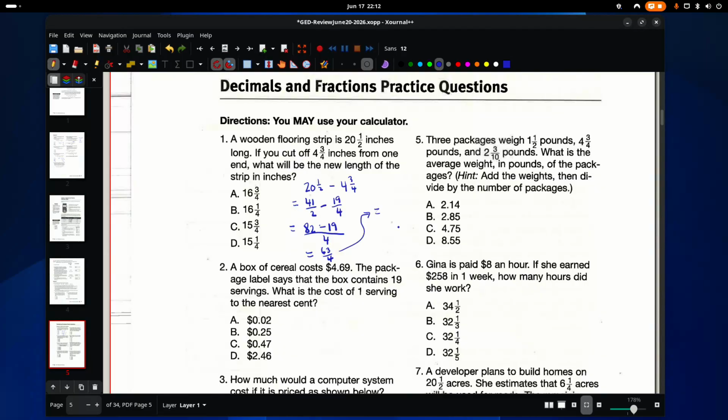Because 4 times 16 gives us 64, so it's going to be a little bit less than 16. So it can't be A or B. So it's going to be either C or D. So 4 times 15 gives us 60, so it's 15. But then we have 3 left over, and so it's 15 3/4. So it's got to be C for that one.